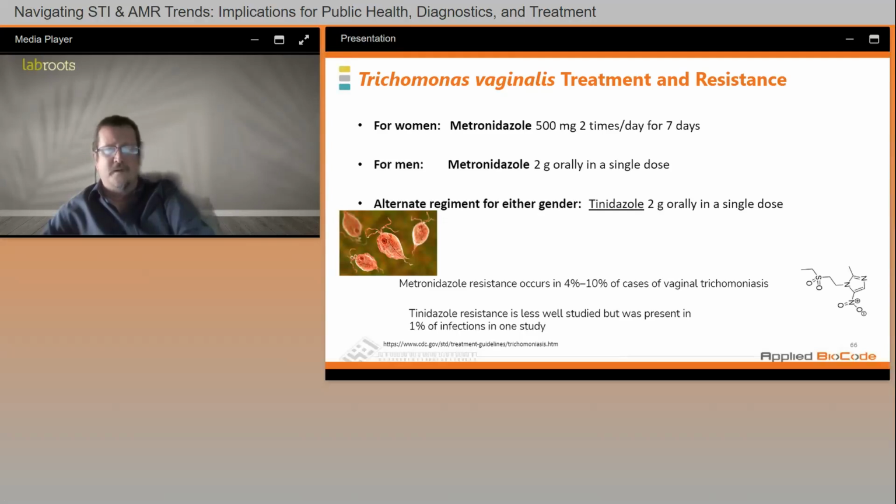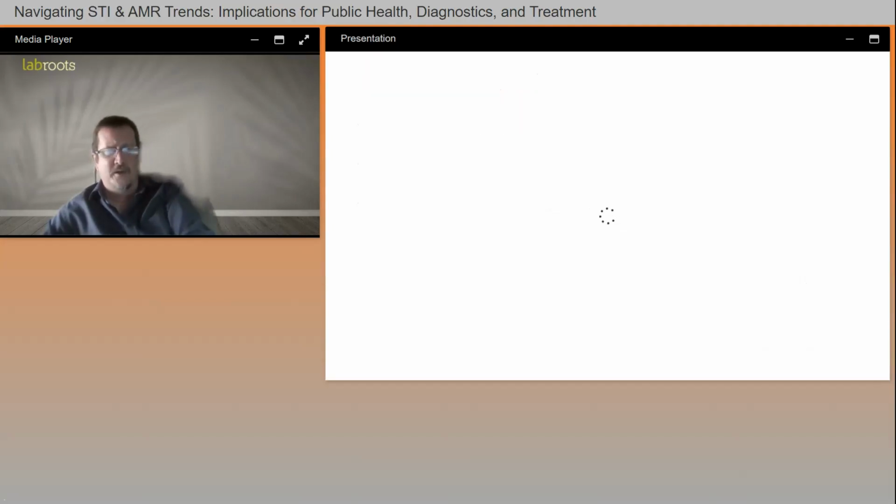For tinidazole, the resistance is less well studied, but in one study that was pretty good, with a lot of specimens, 1% of infections were also resistant to tini, which means that we're probably going to start facing a more and more uphill battle as time goes by with Trichomonas vaginalis.